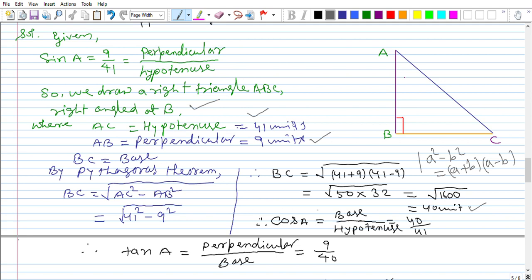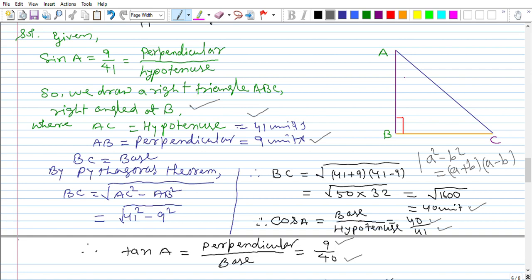So it is easy to write the ratios: cos A is base by hypotenuse, that is 40 by 41. Then tan A equal to perpendicular by base, that perpendicular we have 9 units and base we have 40 units, so it's 9 by 40, the tan A value.